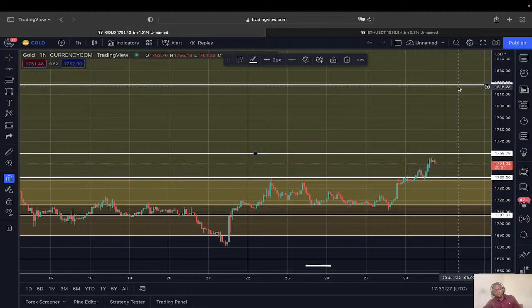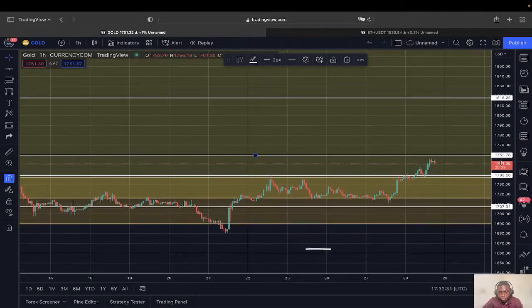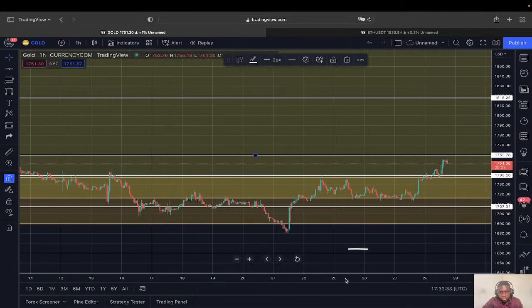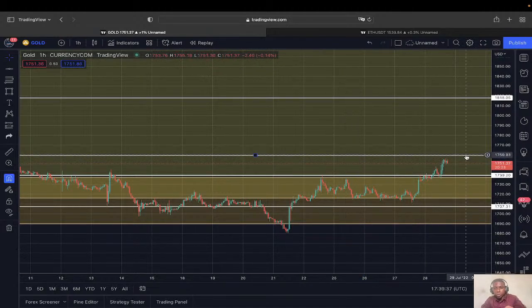That is it. So we set our buy order here. When the market continues going up, it triggers the transaction. We buy and sell at the next resistance level.